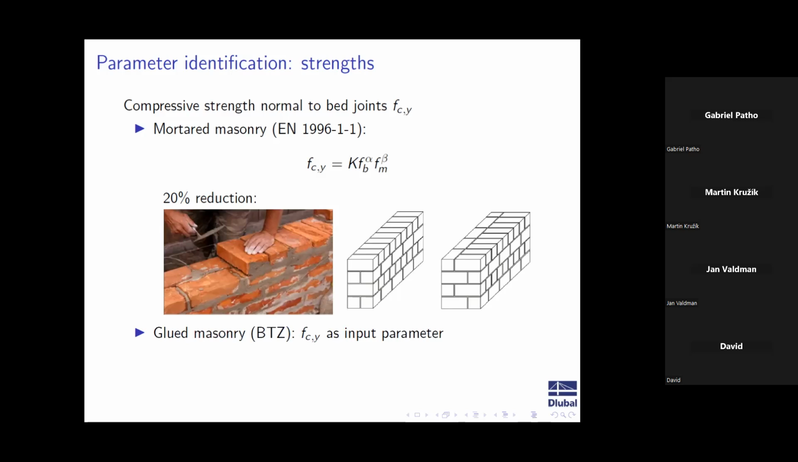We need it as an input parameter, but usually these tests are conducted, so we do not need to go into some tabulated values.